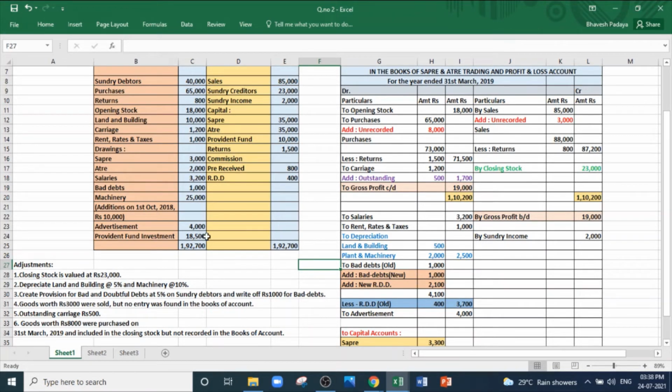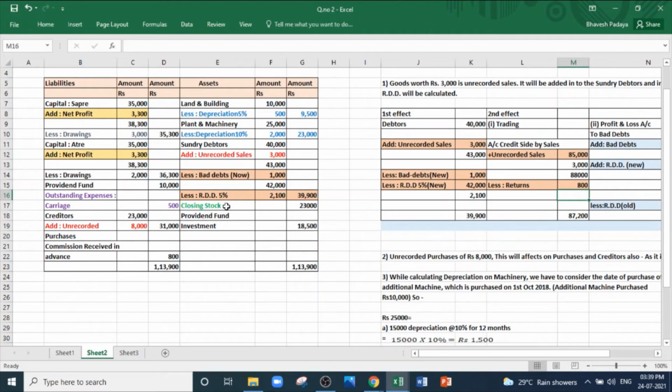After finishing the postings, let us go to the adjustments. All these adjustments will have two effects. Closing stock is 23,000. First effect, trading account credit side. Second effect, balance sheet asset.